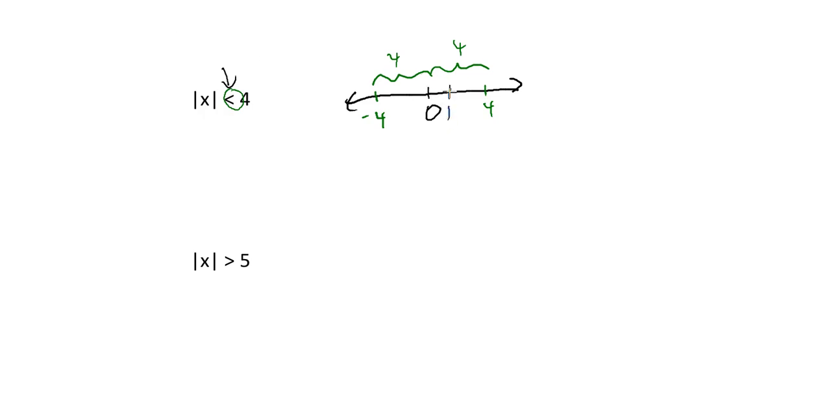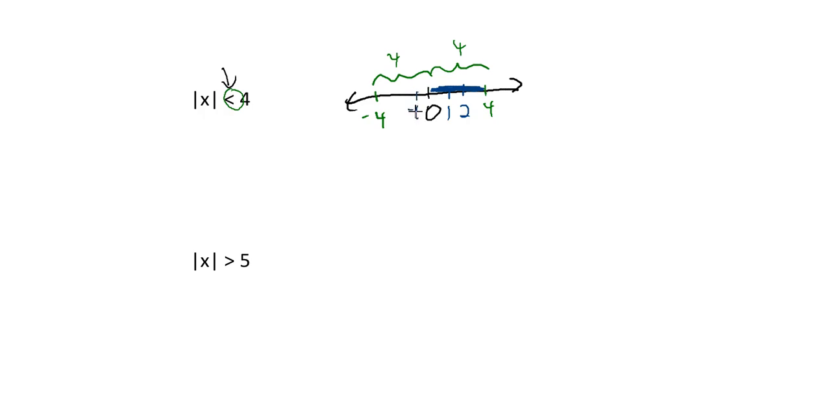For example, 1 has a distance from 0 less than 4. 2 has a distance from 0 less than 4. So all of these numbers that are closer to 0 than 4 is. So I'm going to shade all of them in. All of these numbers have a distance from 0 less than 4. And also the negatives of those numbers.